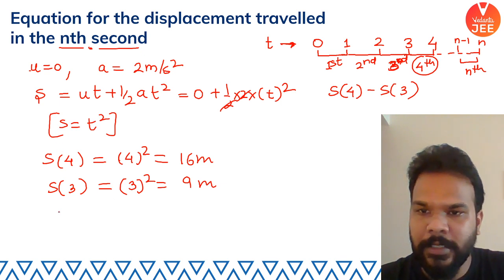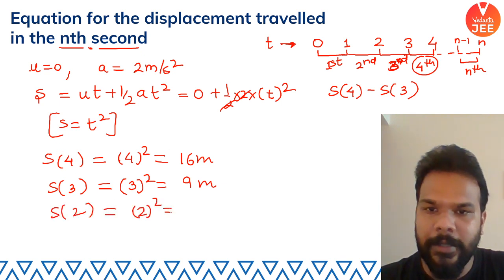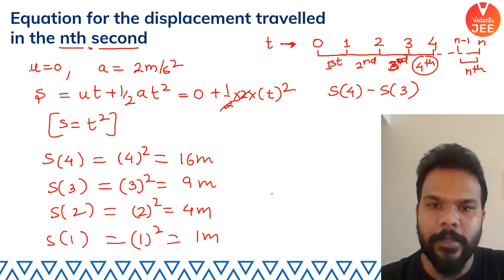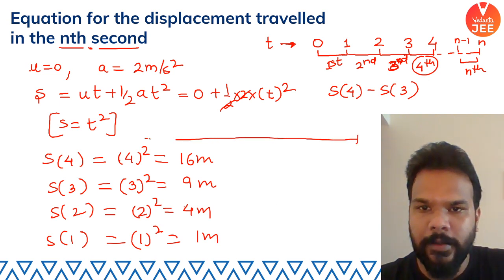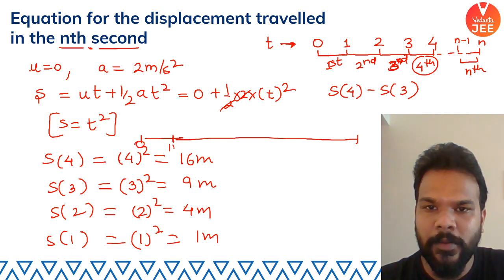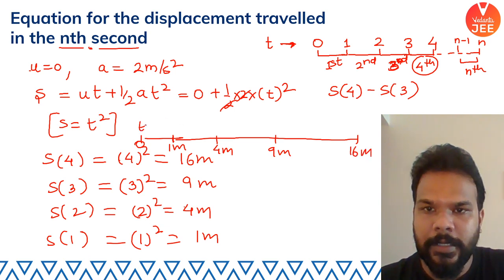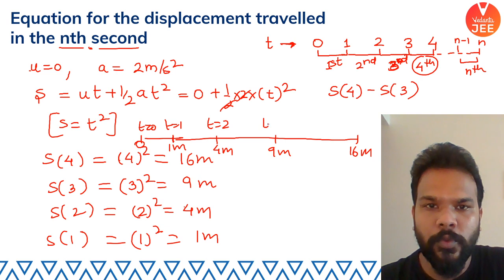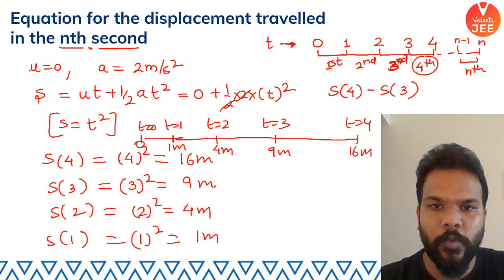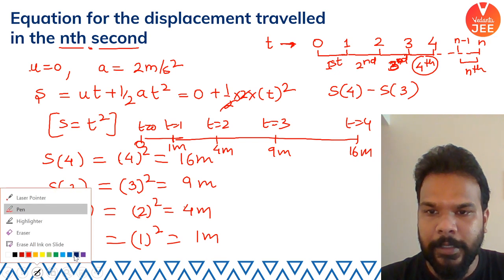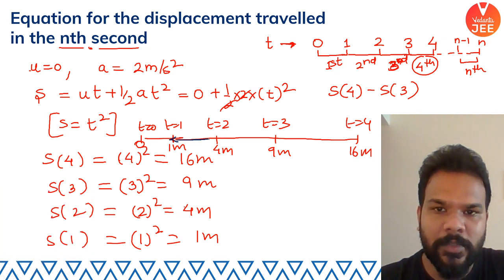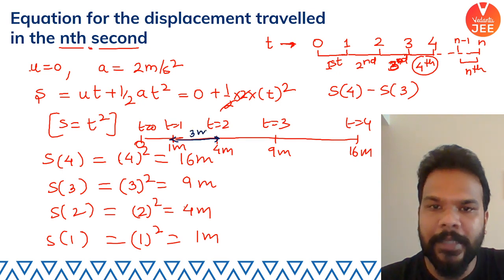In fact, if I just calculate S2 also for our understanding, which is 4 meters, and S1, so that is 1 meter. So on the distance line over here, if this is the origin, then at t equal to 1 second, the body is at 1 meter, then the body is at 4 meters, then the body is at 9 meters, and then finally at 16 meters. So this is t equal to 0, t equal to 1, t equal to 2, t equal to 3, and t equal to 4. So what you see here, guys, is the amount of displacement that the body is covering in this 1 second is 4 meters minus 1 meter, that is 3 meters.